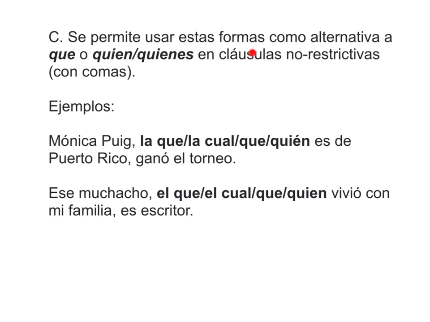C. Se permite usar estas formas como alternativa a que o quien o quienes en cláusulas no restrictivas. So if it's a non-restrictive clause, in other words, if it has commas, we can use them as an alternative to que, or if the antecedent is a person, quien o quienes. Por ejemplo, Mónica Puig, la que, la cual, que o quien es de Puerto Rico, ganó el torneo. Mónica Puig, who is from Puerto Rico, won the tournament. So here we can use all these forms, la que, la cual, que o quien. So we've got non-restrictive clauses here, as an alternative to que.